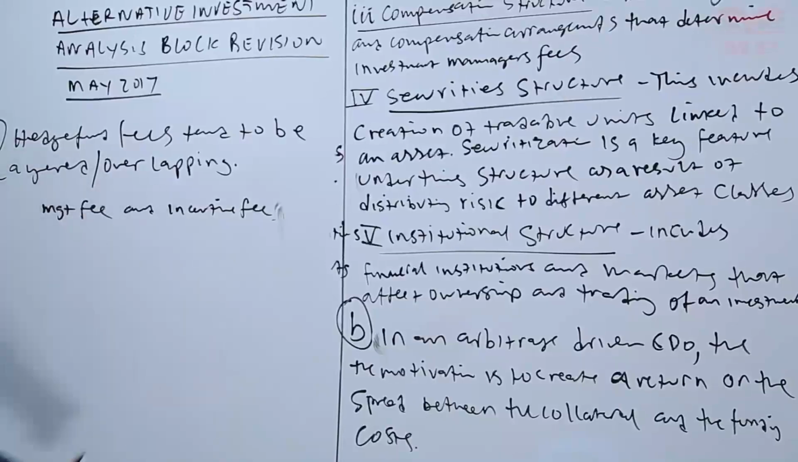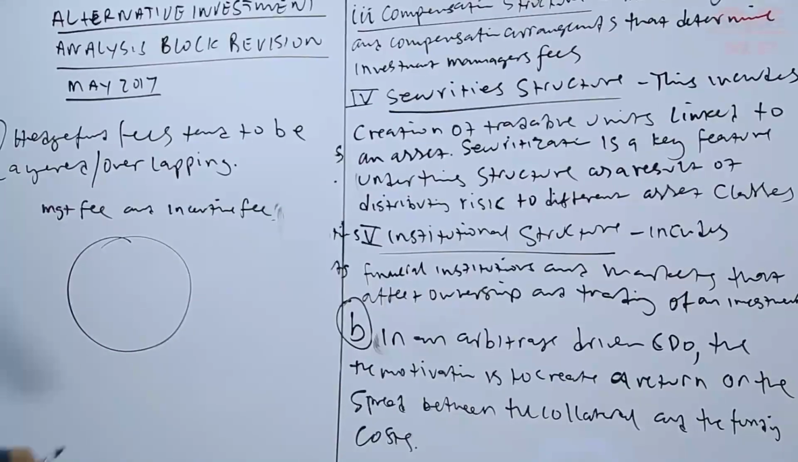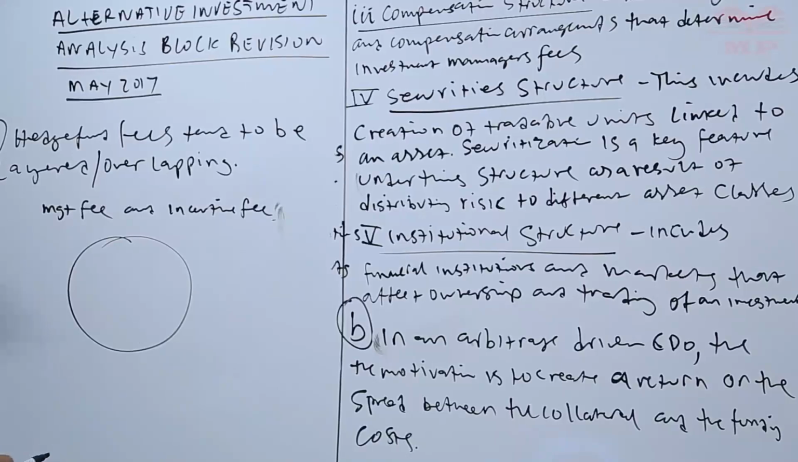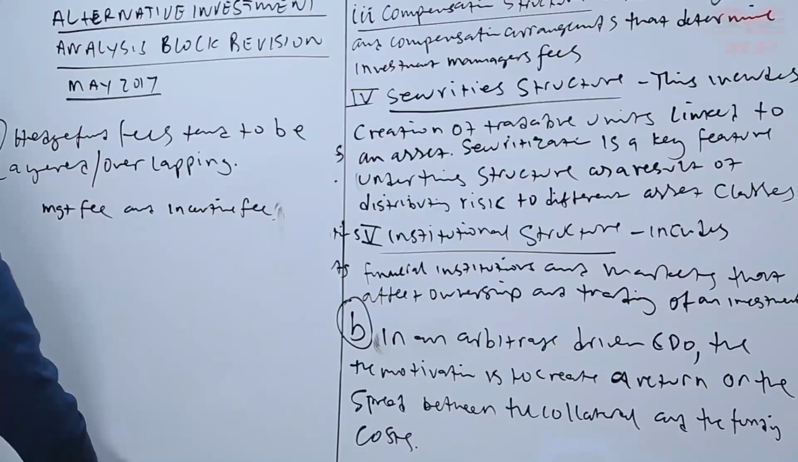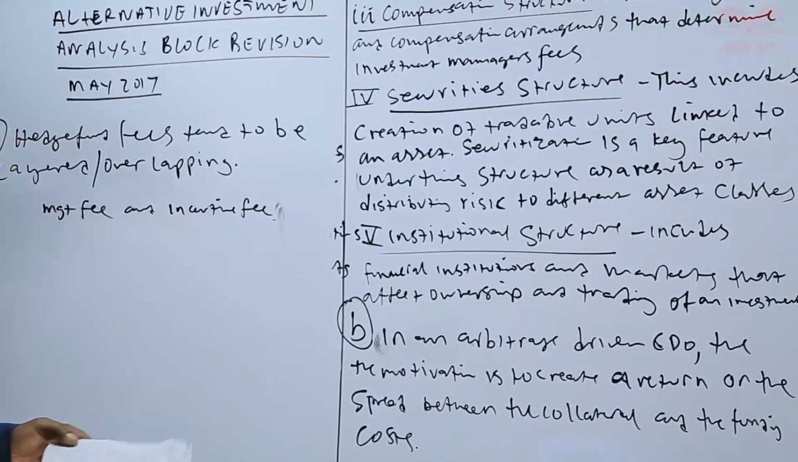These are overlapping. The management fee is based on the assets under management, and the incentive fee is based on performance. So hedge fund fees tend to overlap, and this can be a double charge as far as the client is concerned. They usually wonder why you're taking both a management fee and an incentive fee. So this is one of the cases against hedge fund fees.